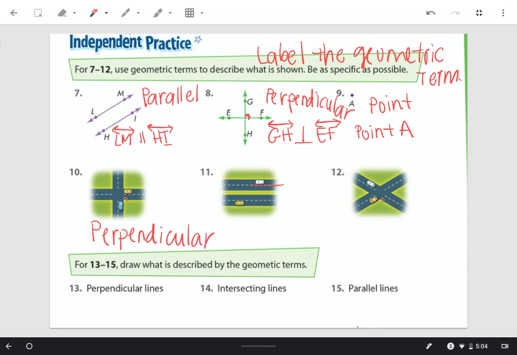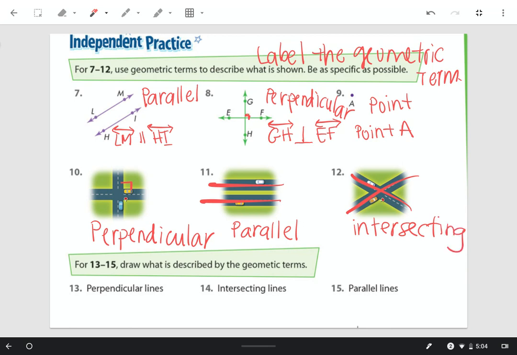This one never crosses, so it's going to be parallel. And then this one, they cross. They don't form a right angle like number 10, so these are just intersecting.